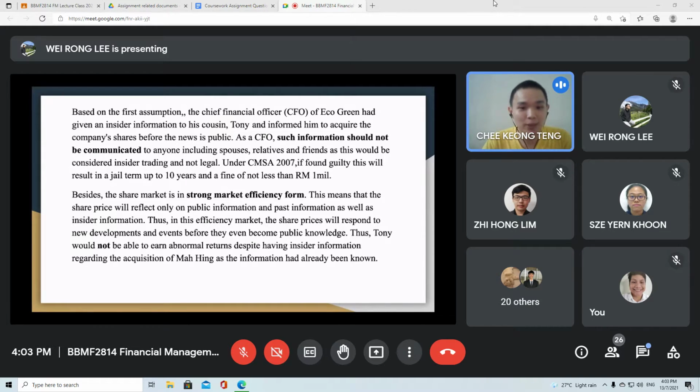Okay, and back to here, your second paragraph actually is my answer, the formal answer, very good. So the second paragraph is saying that it's a strong market efficiency form, which means that Tony would not be able to earn any abnormal returns, because the market is in strong form.